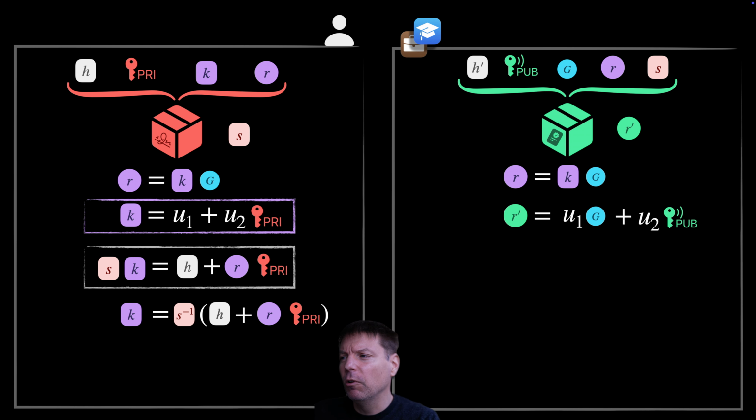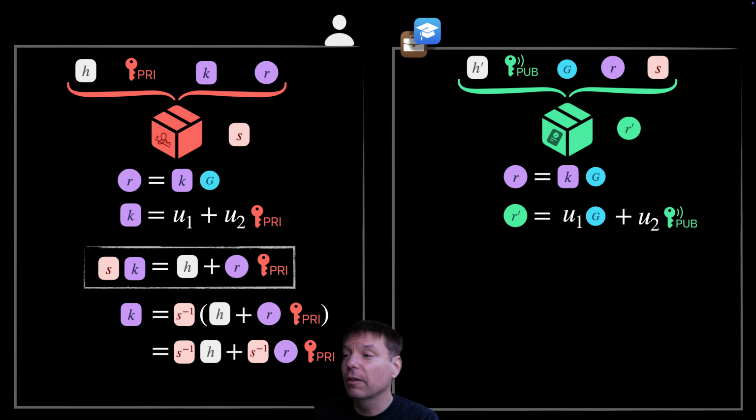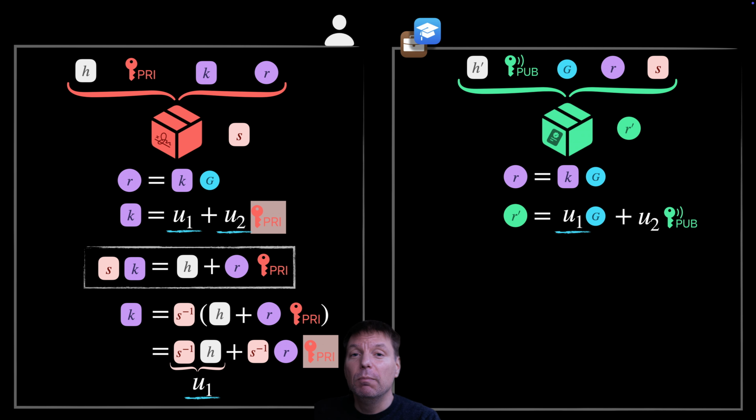Now this isn't very helpful at this point. However, again, that high school math that you would never use, I'm going to use the distributive law and distribute s inverse to both of those terms. So what I end up with is s inverse times the digest plus s inverse times r times the private key. And if you look closely now, I have two expressions for k. In fact, I'm going to highlight this private key for you. Notice that I have u sub 1 in the form s inverse h, and u sub 2 is going to be represented as s inverse r.